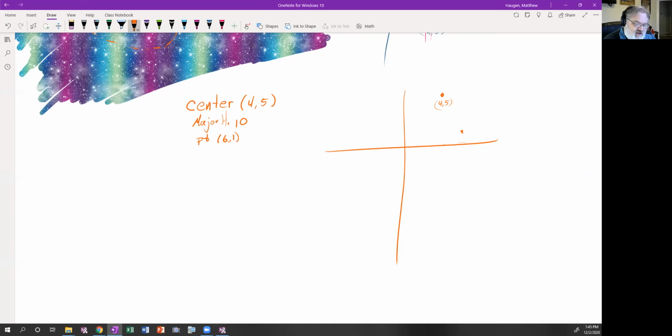So we know our major axis goes out to 14.5. Nope, major axis length is 10. So it goes out to 9.5 and back to -1.5. If the major axis length is 10, then the radius, the axial radius, is 5.